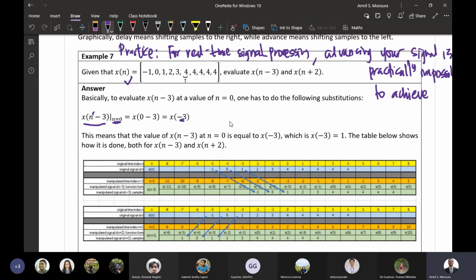Okay? Ibig sabihin nito is at n equals 0, kapag ang time index nyo ay 0, ang signal value nung na-process yung signal, ibig sabihin ito na yung nagawa nyo na ng operations, is equivalent to the value of x of negative 3. So itong x of negative 3, dito natin siya titingnan. Ano yung x of negative 3 dyan, doon sa signal niyo?